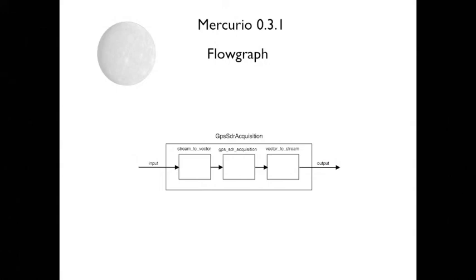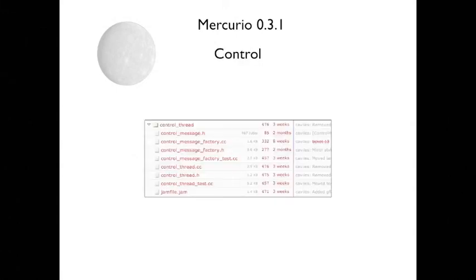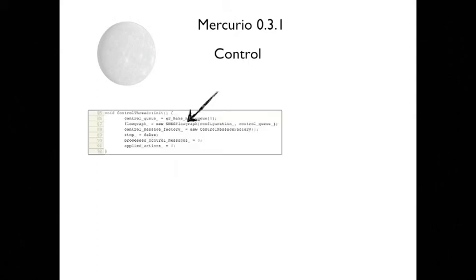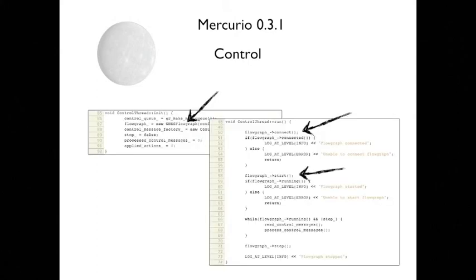The control system is provided by the control thread class. This is a very simple implementation which instantiates a flow graph, starts it, and then remains in an infinite loop until the flow graph finishes its calculations. During the loop, control thread checks the control queue to look for events and trigger the corresponding action.